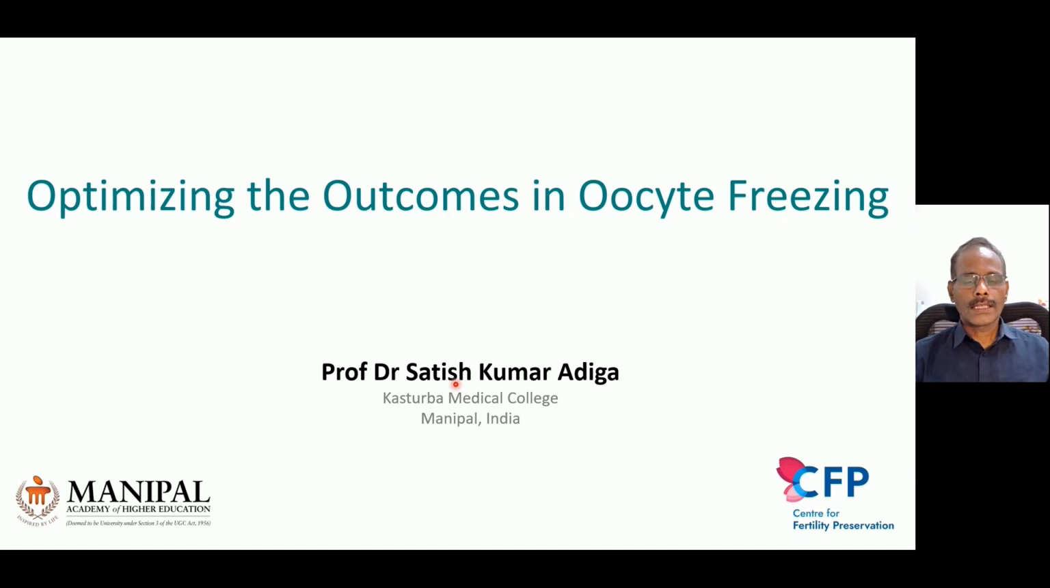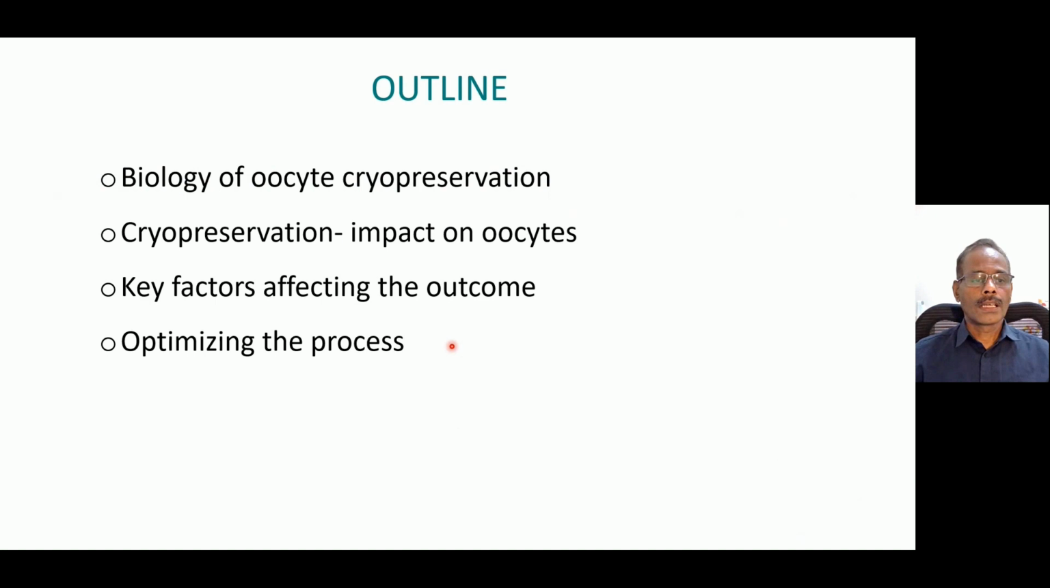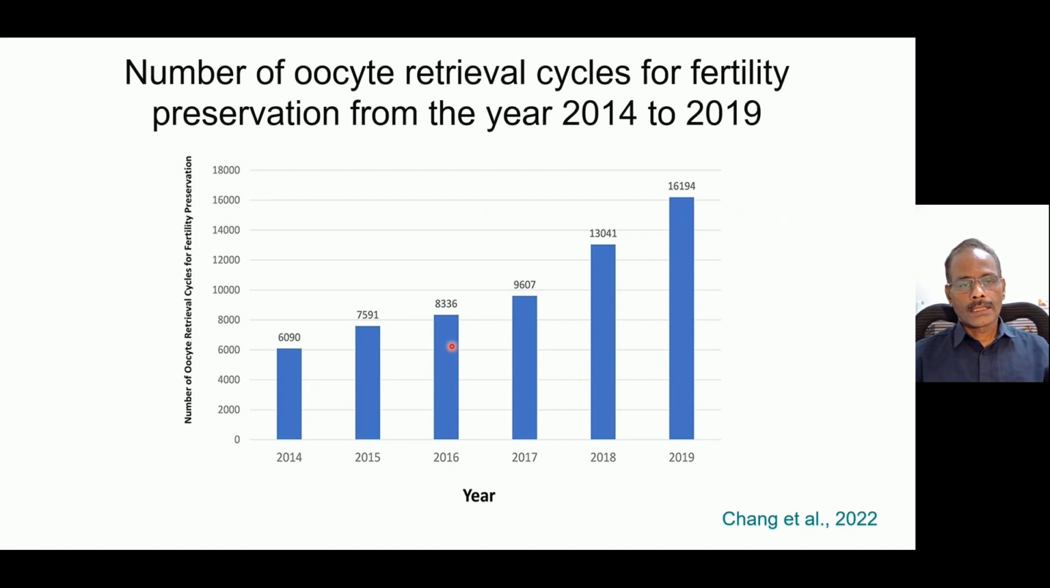This is the outline of my presentation. Before I discuss the optimization of the cryopreservation process, I would like to take you through the biology of oocyte cryopreservation and the impact of cryopreservation on oocytes, and also the key factors responsible for the oocyte cryopreservation outcome. Cryopreservation made a great revolution in the field of assisted reproductive technology.